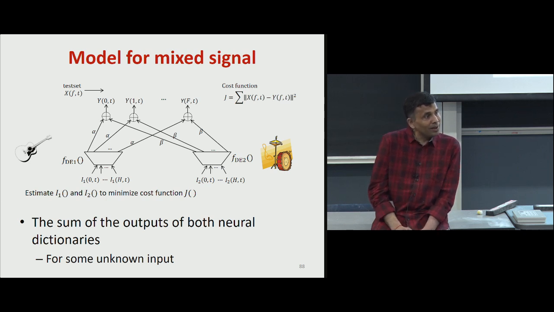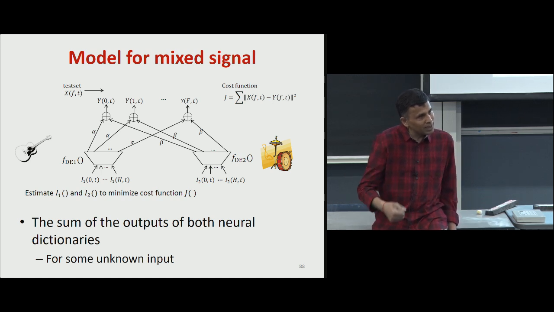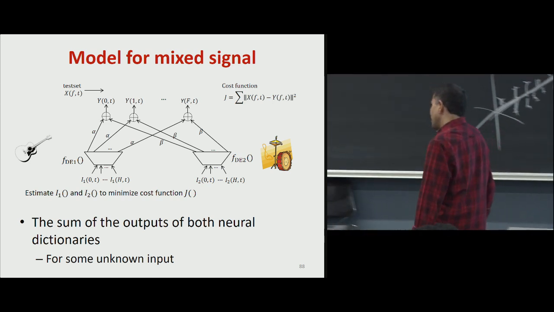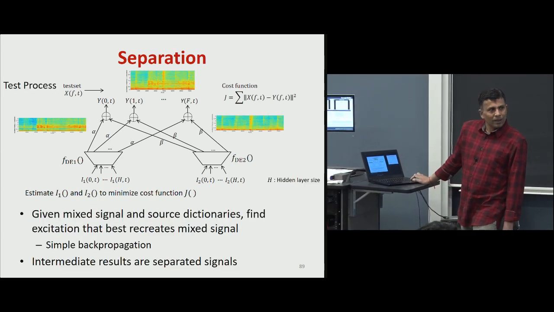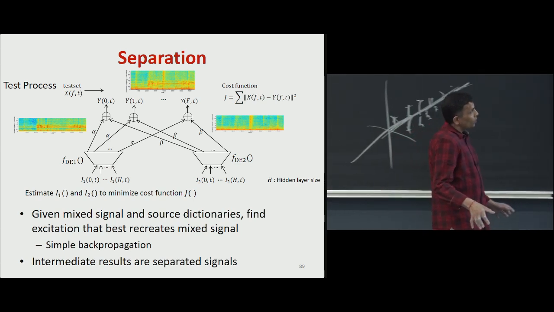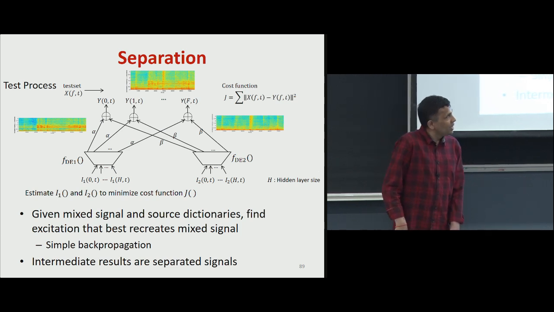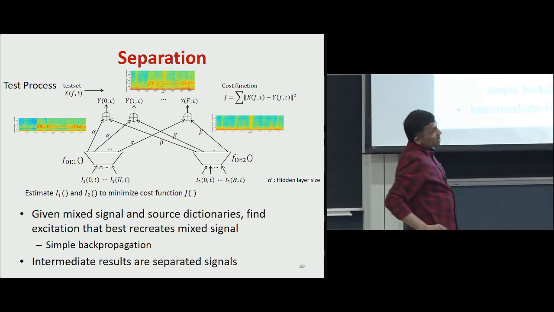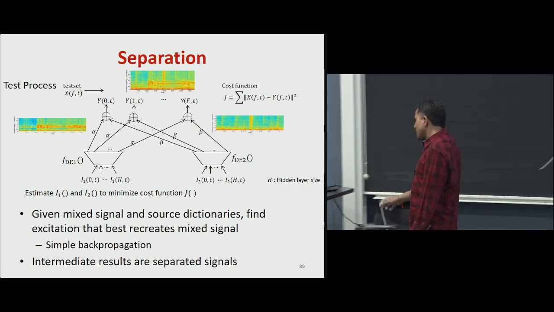And so here, you would actually learn the inputs to the two decoders, such that when their outputs are summed, it sounds like the mixed signal. And subsequently, you're given some mixed signal. You're going to learn the I's such that the outputs of the two decoders when summed give you the mixed spectrogram. And of course, the outputs of the individual decoders are the separated sounds, right? From each source. Let's see how this works.